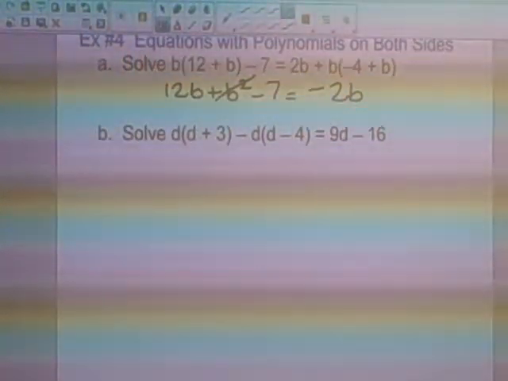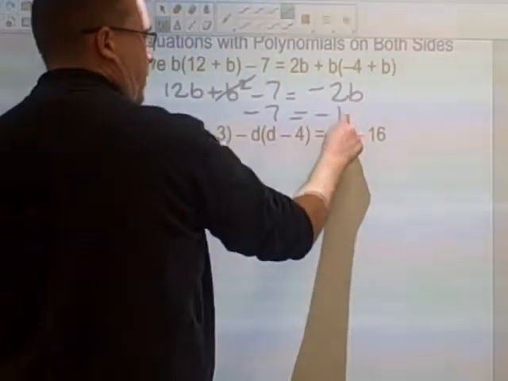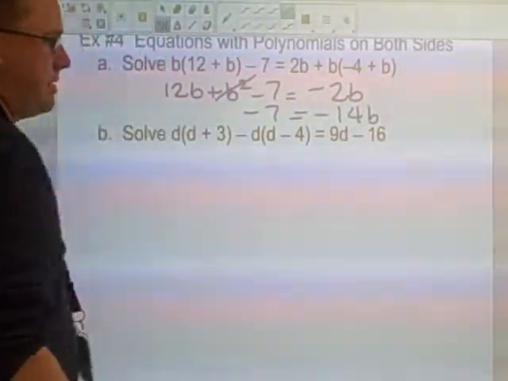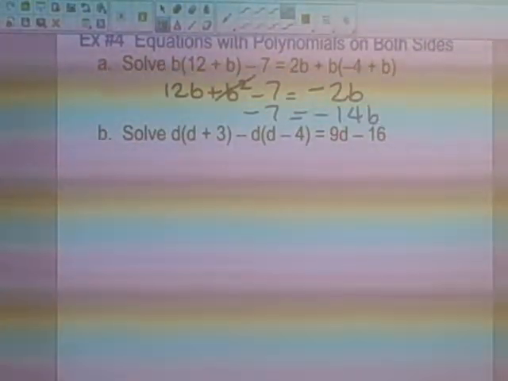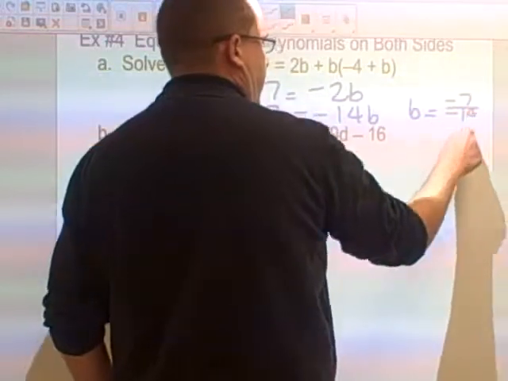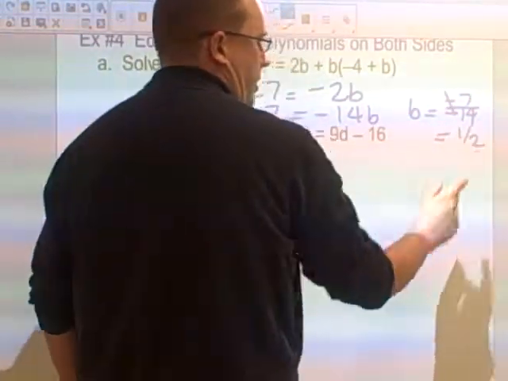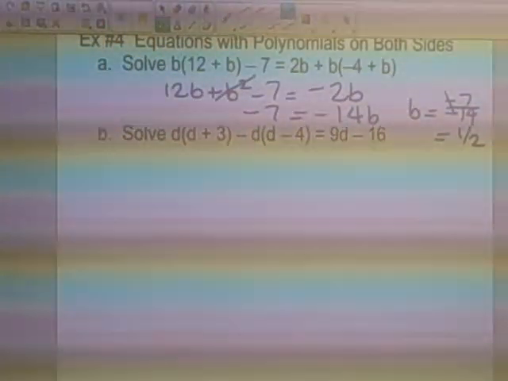So I can subtract 12b from both sides. And if I do that, that would give me negative 14b on this side. And then divide both sides by negative 14. And I would get b equals negative 7 divided by negative 14. Two negatives cancel, and 7 over 14 is the same as 1 over 2, or a half.